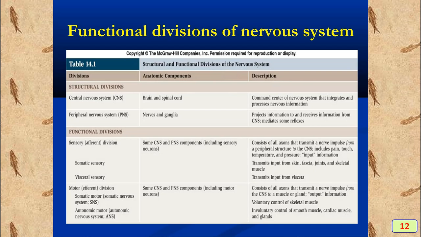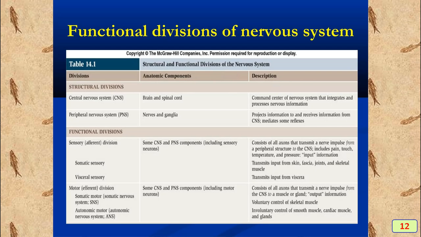And it transmits inputs from the viscera to the brain, which is also called the visceral sensory and somatic sensory, etc. The motor division also consists of the somatic motor or somatic nervous system, SNS, or autonomic motor system, or ANS, and some ANS and PNS components are admixed together.